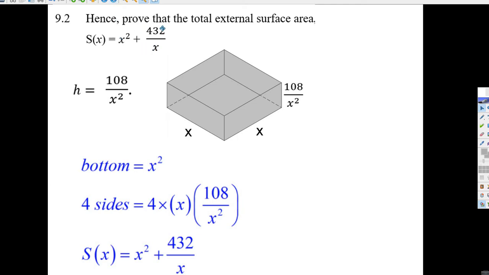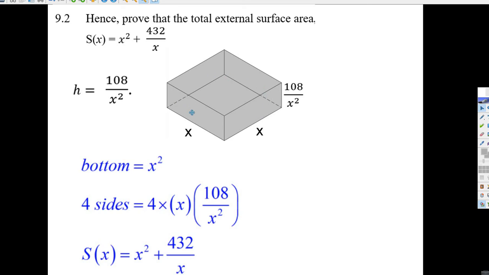Now we want to prove that the total external surface area is x squared plus 432 over x. Gee, that looks strange. But it's not so strange if you just take h and replace it with 108 over x squared. Now, what is surface area? Well, the top of the box is open, but the area of the base is one side times the other, x times x. Well, there's your x squared explained.